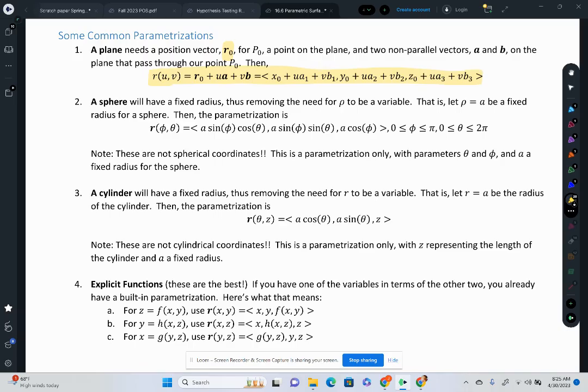If we want to get a common parametrization of a sphere, if we're working with the surface of a sphere, then we will have a fixed radius, okay? That means that rho, the radius of a sphere, is not varying. We are picking one value for rho. It is the value for rho that gives us the outer portion of the sphere. So we're removing the need for rho to be a variable. Rho is fixed, okay? It's a fixed constant.